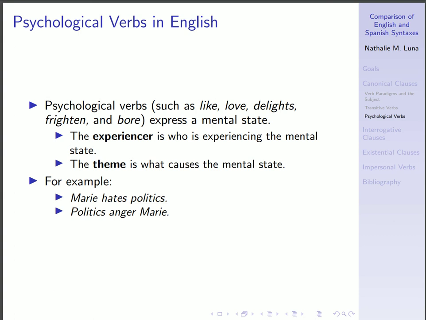Hate and anger, they're psychological verbs. In both cases, Marie is the experiencer because she's the one experiencing hate or anger. In the first sentence, the experiencer is the subject. In the second sentence, the experiencer is the direct object. And the theme, in both cases, is politics, but in the first sentence it has the grammatical function of direct object, and in the second one, subject.